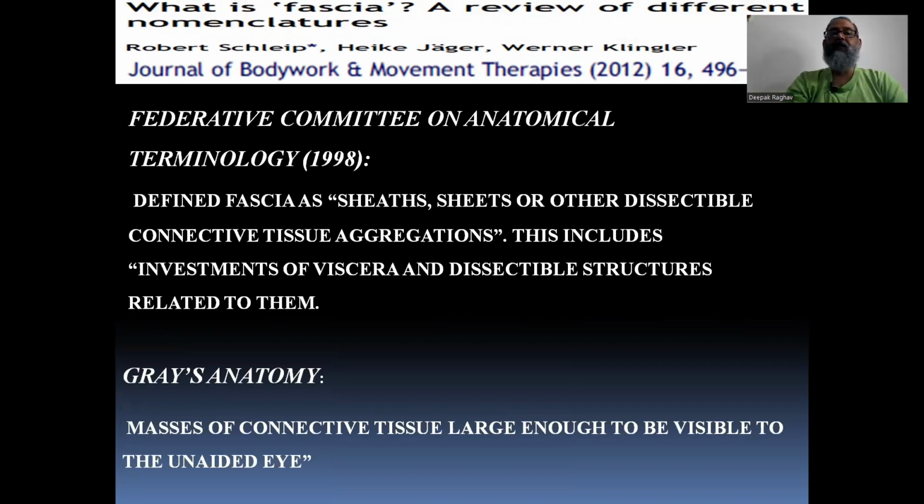According to the Federative Committee on Anatomical Terminology in 1998, fascia was defined as sheaths, or other dissectable connective tissue aggregations. This includes investments of viscera and dissectable structures related to them. By gross anatomy, masses of connective tissue large enough to be visible to the unaided eye.